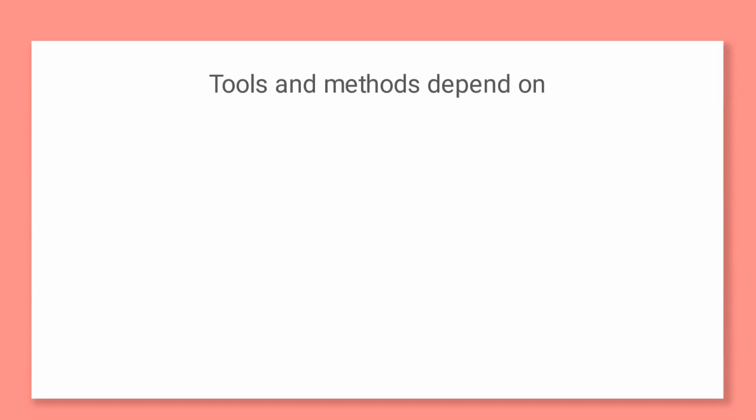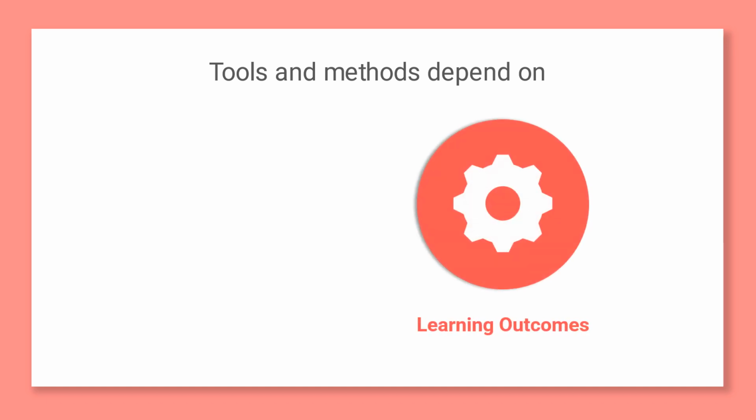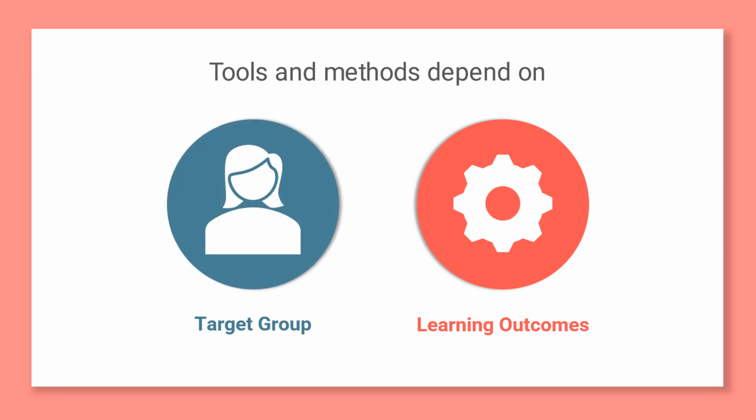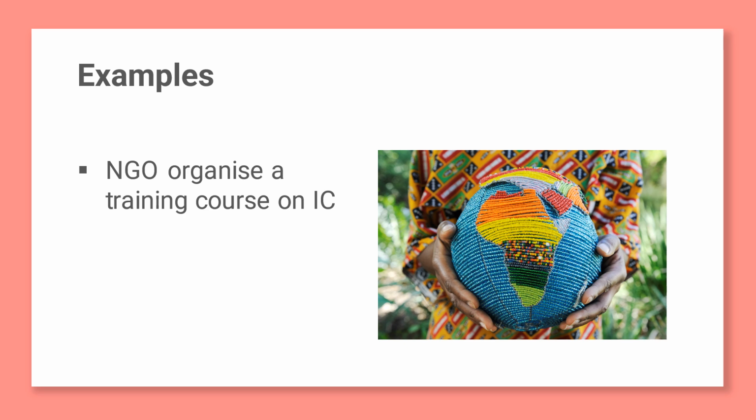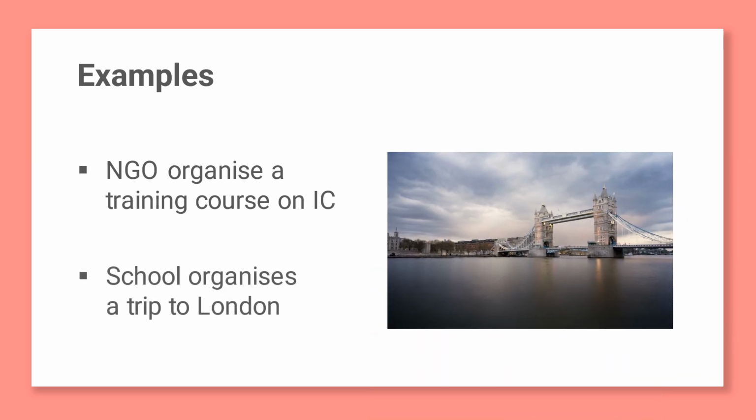But that, of course, does not imply that all non-formal education should or must take place through online courses. The tools and methods used to achieve desired learning outcomes through non-formal education depend upon the nature of those intended learning outcomes and the target group of the learning. There are countless different approaches and methods for delivering non-formal education. An example could be when an NGO organizes a training course to develop young people's intercultural competencies, or when a school organizes a trip to London for its students.